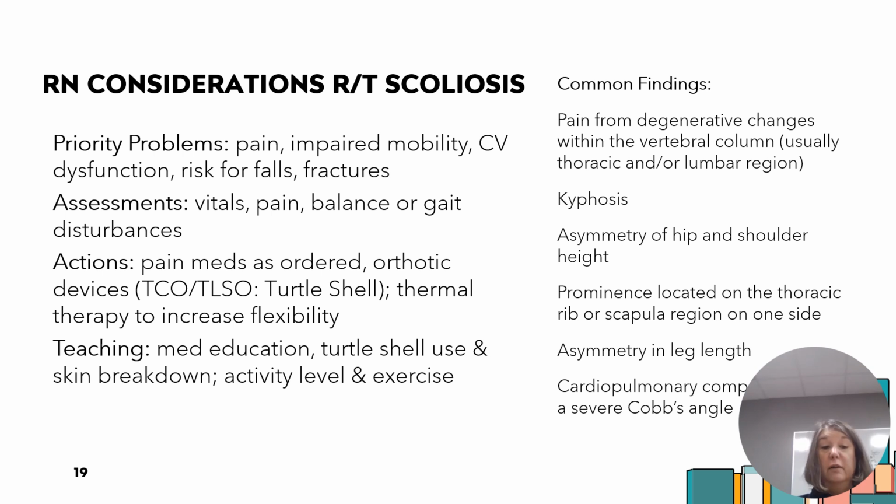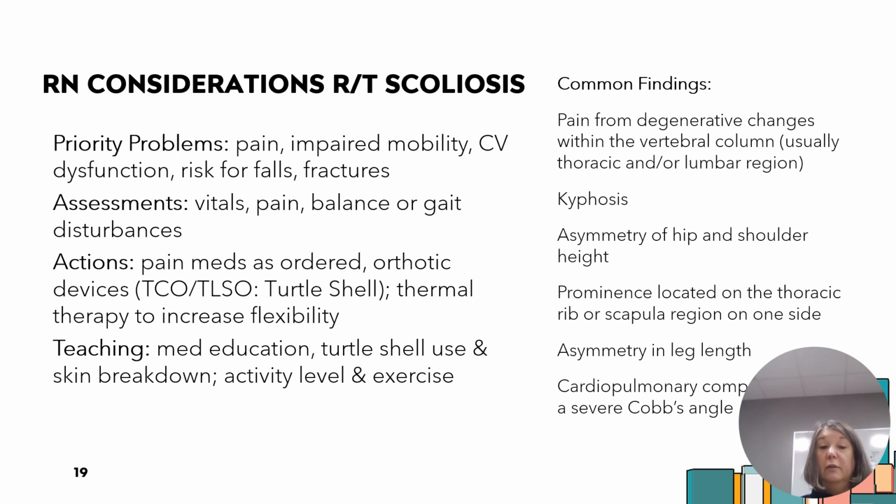RN considerations related to scoliosis. So pain, obviously. We're worried about kyphosis. We're worried about asymmetry of the hips. That's going to affect how somebody's walking. And when your hips are off, then your knees start to hurt, your ankles start to hurt. That pain radiates to other areas because you're compensating, right? We, of course, worry about that cardiopulmonary compromise related to the curvature of the spine, the degree of the curvature.